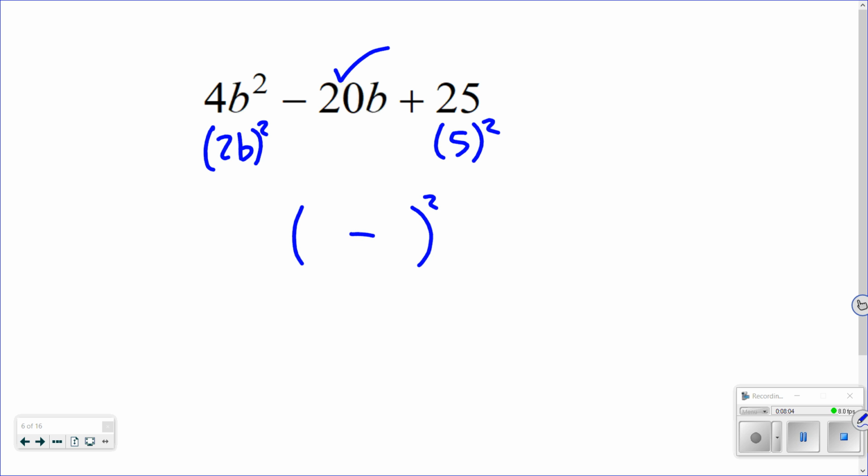There's a minus. I put the 2b here and the 5 here. I got the minus because of that. That's what tells you that it's a minus down there. And I'm done. That's all I have to do. That's a lot easier than going through that other grouping method. You'd get the same answer, but it just saves you a whole lot of time.